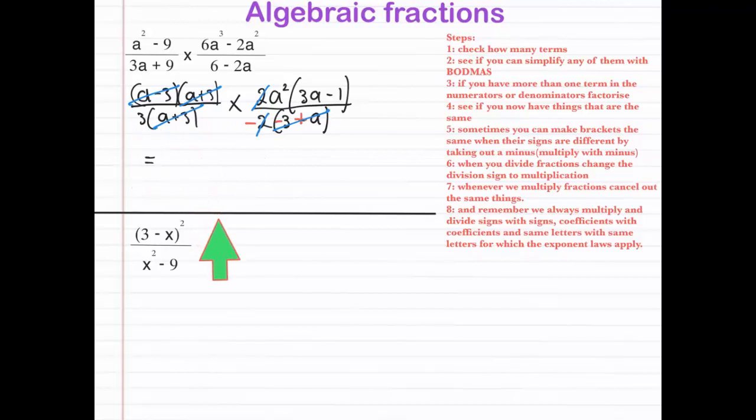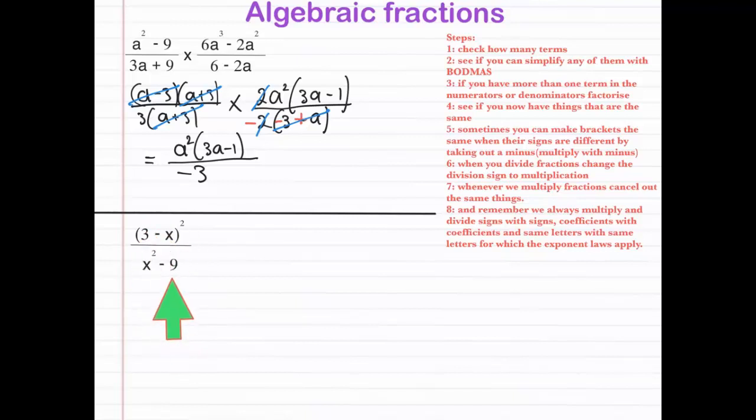So my answer will now be a squared in brackets 3a minus 1, and at the bottom I'm left with a minus 3, and we are done. Okay, brilliant, easy, right? Okay, how about the next one, because these ones usually catch one out.